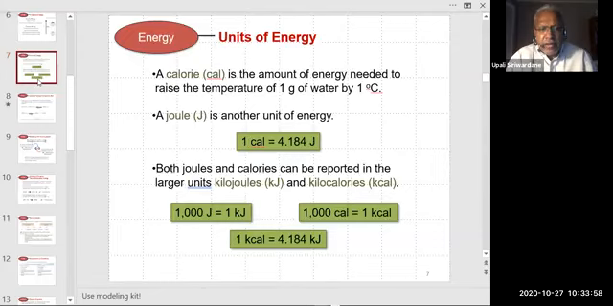1 calorie is equal to 4.184 joules. Both joules and calories can be reported in larger units, in kilojoules or kilocalories. 1000 joules is equal to 1 kilojoule. 1000 calories is equal to 1 kilocalorie. 1 kilocalorie is equal to 4.184 kilojoules.